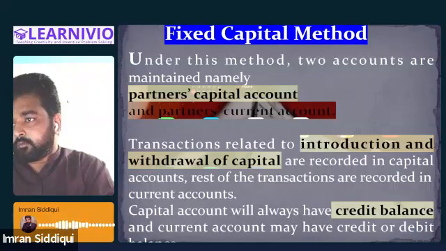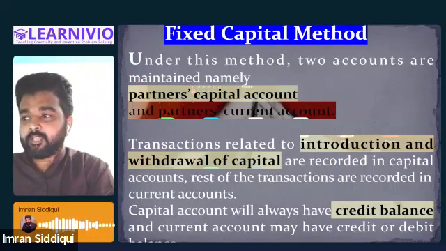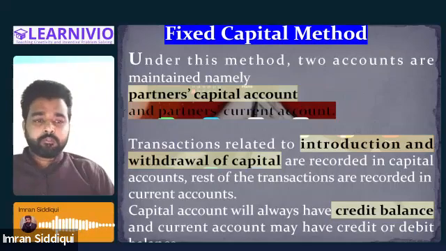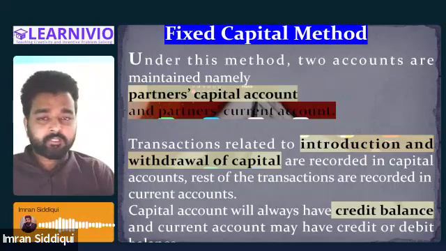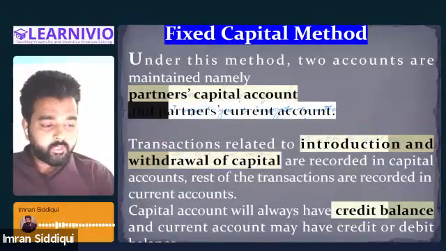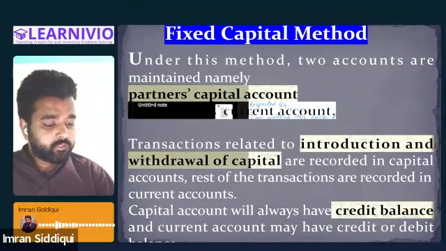Yes, sir. So, Manisha and Ratika, in the last class we were discussing the fixed capital method, right? We were talking about the formation of the capital account. And while discussing the formation of the capital account, we have already talked about that we have basically two types.